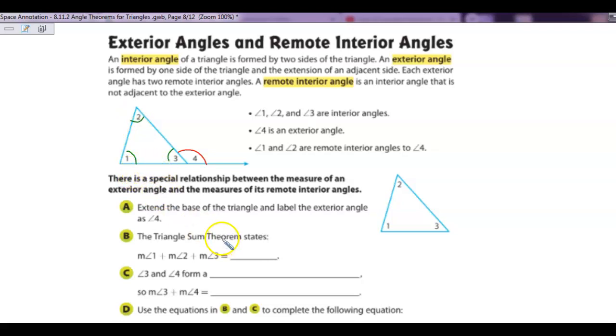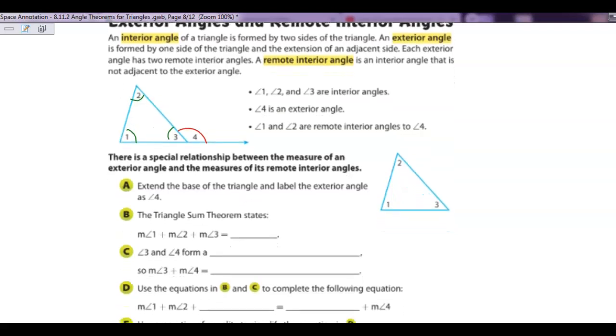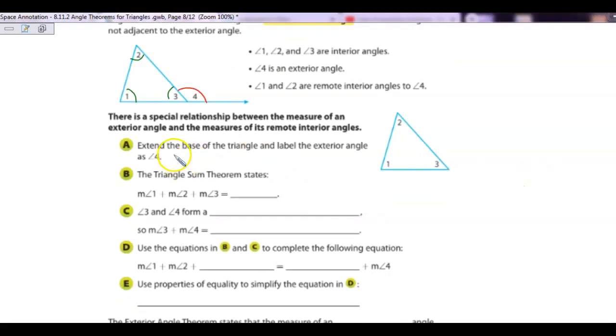There's a special relationship between the measure of an exterior angle and the measures of its remote interior angles. If I extend the base of the triangle and label the exterior angle as 4, so I'm just going to extend this out. So I have that line right there, and I'm going to name this one 4.